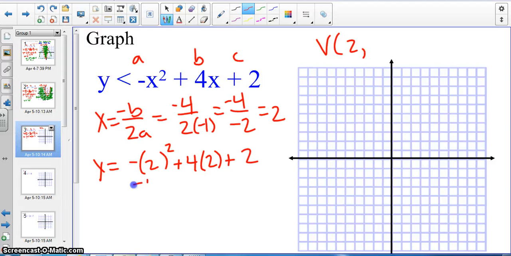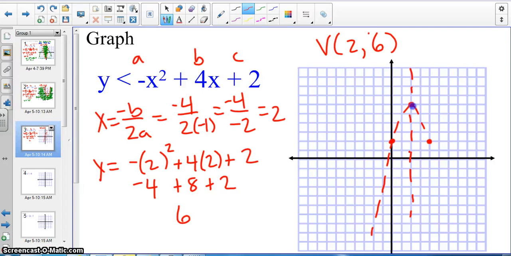So 2 squared is 4, so I'd have negative 4 plus 8 plus 2. Combine those, negative 4 plus 8 is 4, 4 plus 2 is 6. So there's my vertex, 2, 6. Draw my axis of symmetry. Now my y-intercept is 2. Plotting that point. I'm going to do my reflection point. I'm 2 units on the left side, so I got to go 2 units on the right side. This is going to be a dashed line because it is less than.